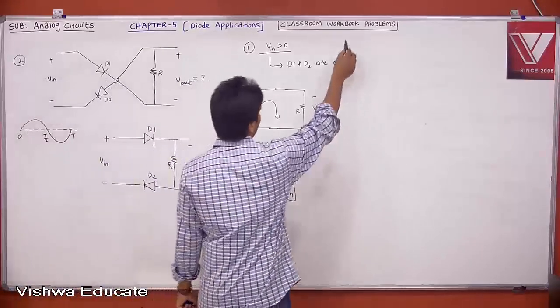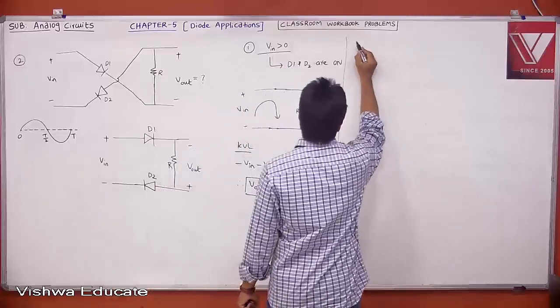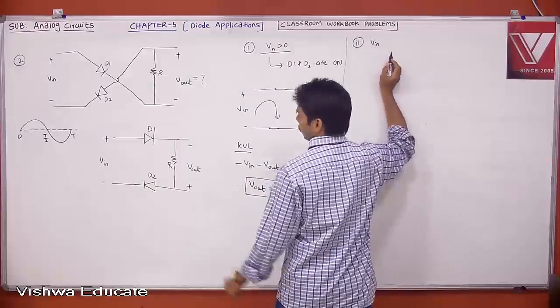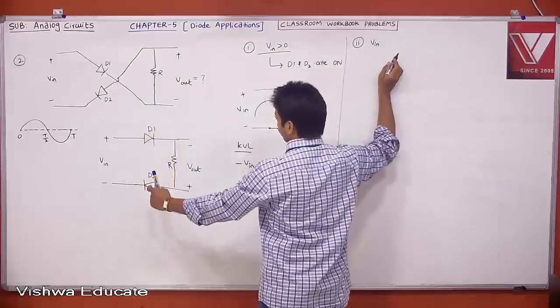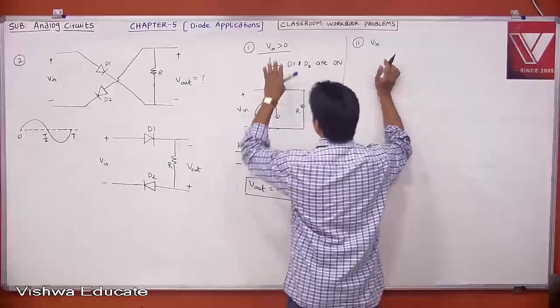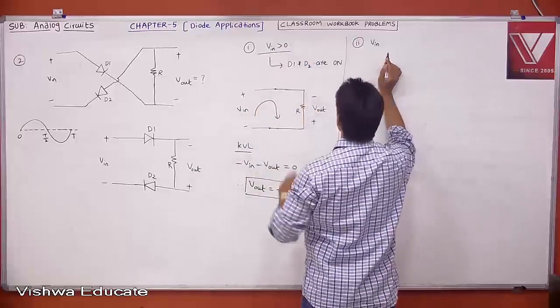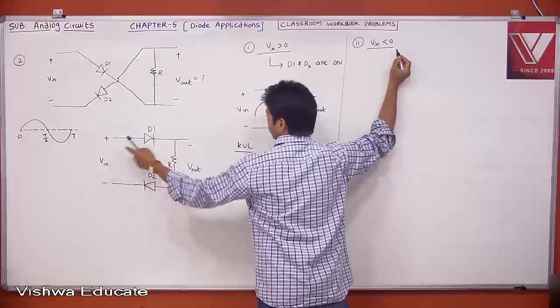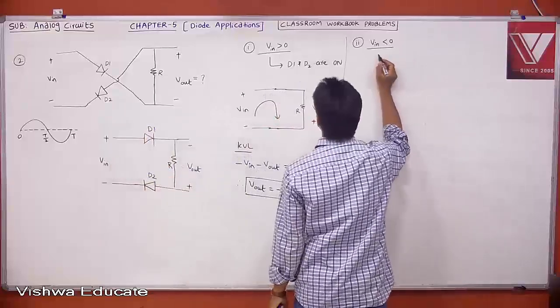Now, case 2. Actually, I skipped one step: open the diodes and find the voltage across the open terminals. It is straightforward, that's why I did not write that step. Directly I could write, because I know the status of the diode with respect to input. When V in is less than 0, which is negative, your diode D1 will be off, and this is also off.